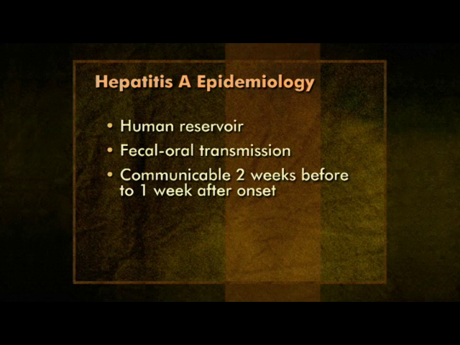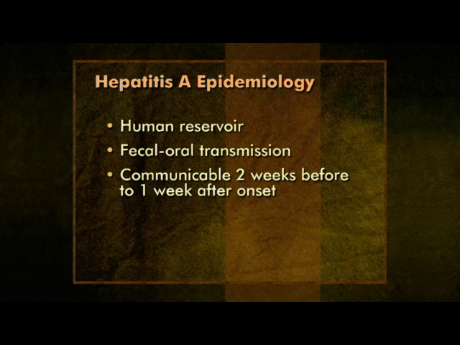Hepatitis A is endemic throughout the world. Humans with acute hepatitis A virus infection are the only reservoir. Chronic infection does not occur as it does for hepatitis B virus infection. Hepatitis A is transmitted by the fecal-oral route, either by direct person-to-person contact or ingestion of contaminated food or water.